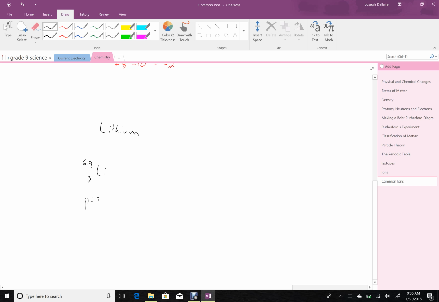So the number of protons is 3. The number of neutrons is 7 minus 3, which is 4. So I have 3 protons in the center, 4 neutrons. And in that first shell, he's full with his 2 electrons. And then if I just make lithium neutral or normal, I just put in that 1 electron there to get up to 3 equals 3.